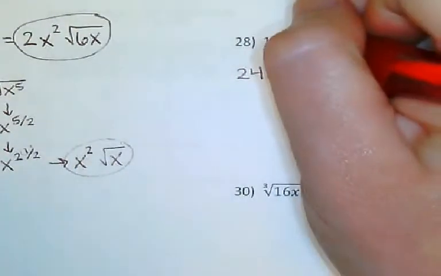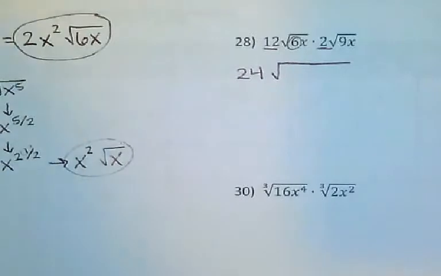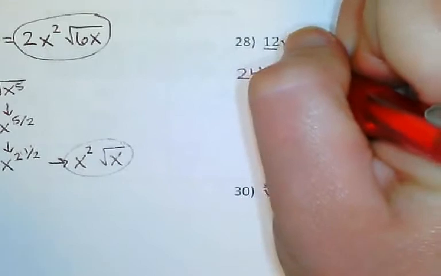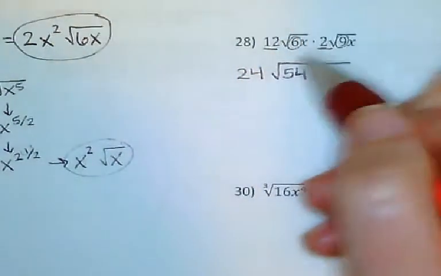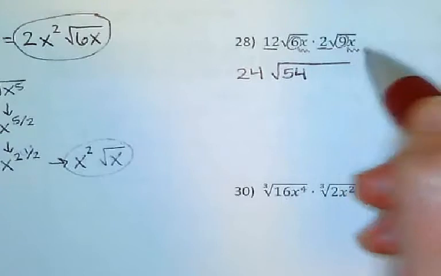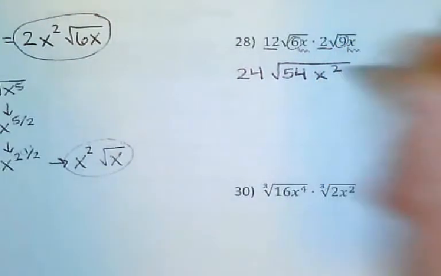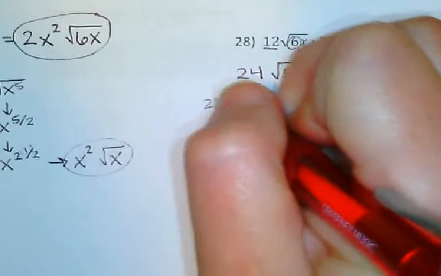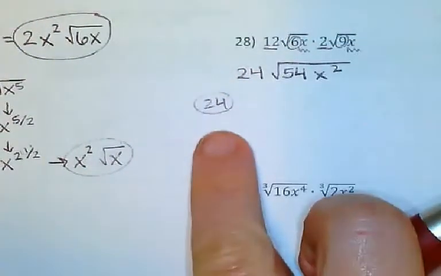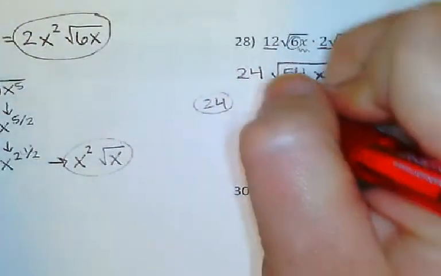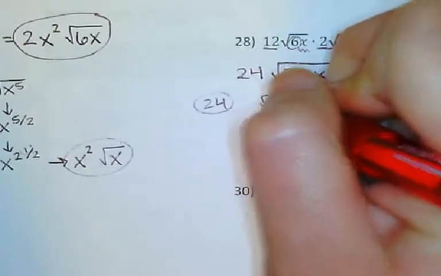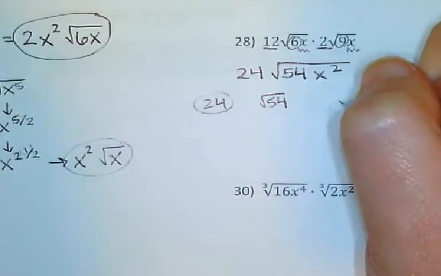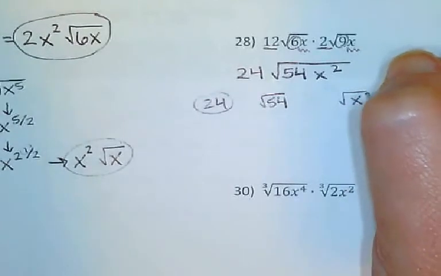So now we're going to take this 6 and this 9 and multiply them together. And 6 times 9 is 54. And then this x times x, which is x squared. So, since this 24 is already on the outside, I'm just going to let it hang out. I'm just going to circle it because that's going to be part of our answer. Then I've got this square root of 54 and this square root of x squared.